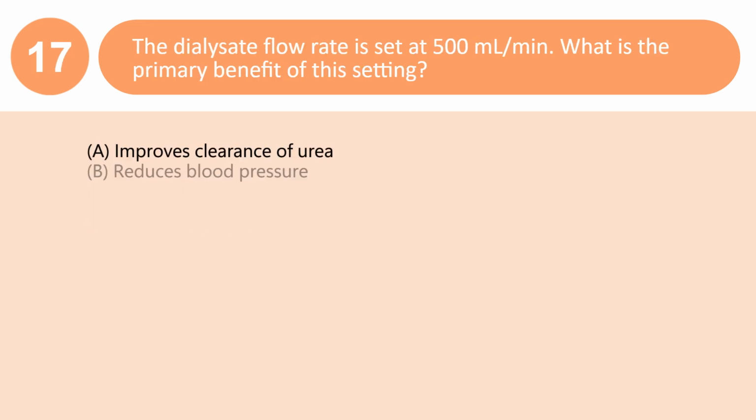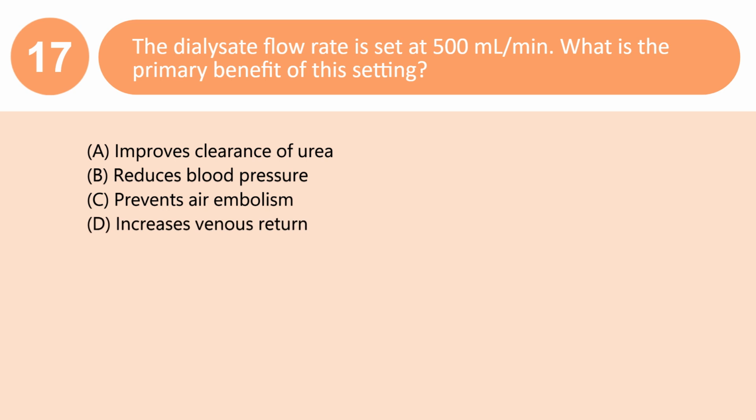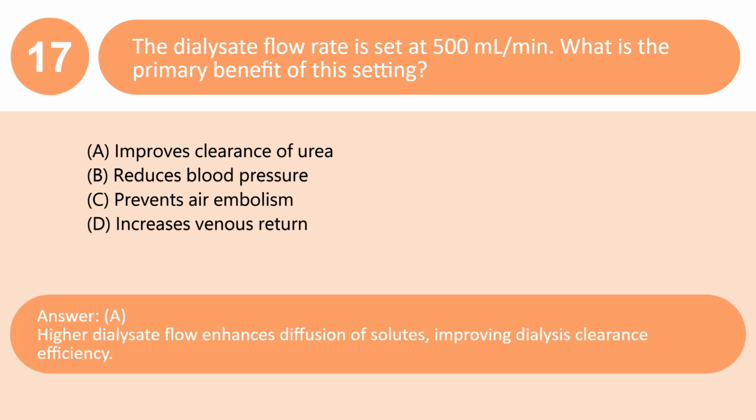The dialysate flow rate is set at 500 milliliters per minute. What is the primary benefit of this setting? A. Improves clearance of urea. B. Reduces blood pressure. C. Prevents air embolism. D. Increases venous return. Answer A. Higher dialysate flow enhances diffusion of solutes, improving dialysis clearance efficiency.